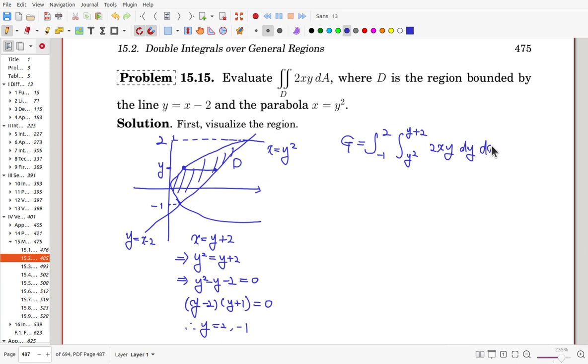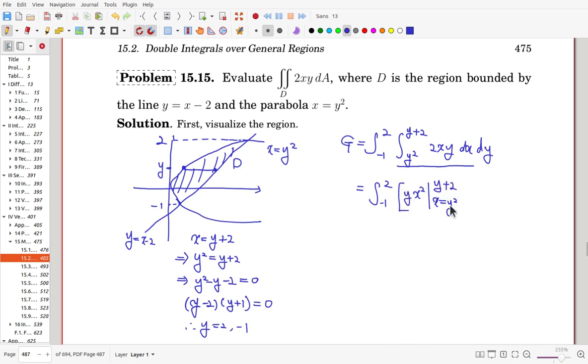No, I'm sorry. That is the x direction in the inner integration and the outer is the y integration. Now we'll focus on the inner integral. Then that is from minus 1 to 2, and that is x squared y. y is constant, and we have x squared, where x is moving from y squared to y plus 2.